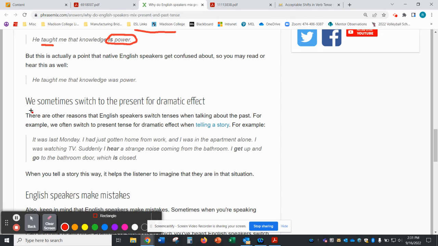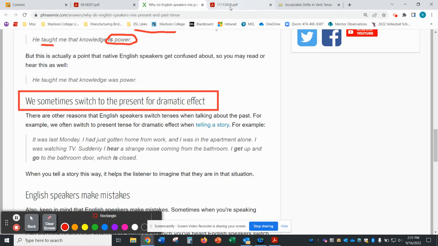Another reason that speakers will mix their tenses is for dramatic effect. This happens very, very frequently in storytelling, which we'll look at an example of in a moment. So notice the verb tenses here. It was last Monday night. It was last Monday, simple past. I had just gotten, past perfect. Had just gotten off work, simple past. I was in the apartment alone.